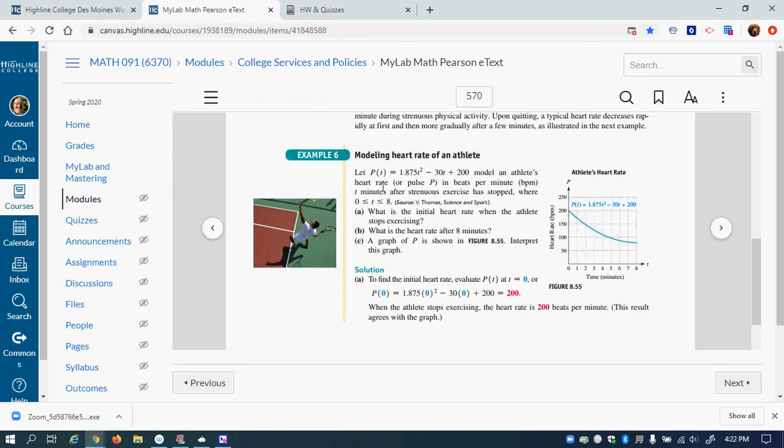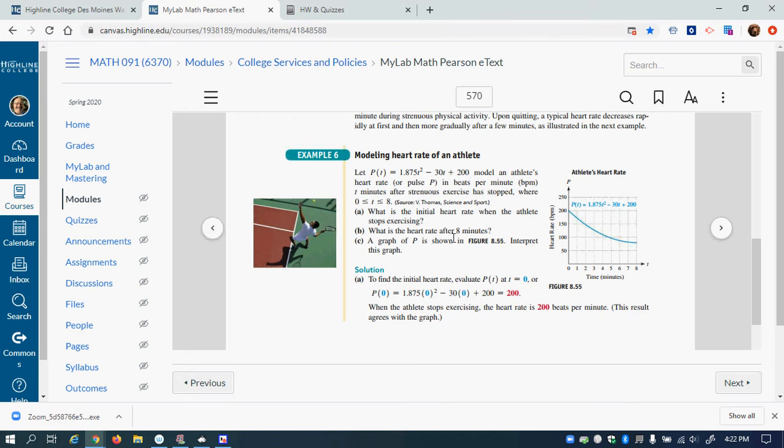It models an athlete's heart rate, and so the pulse will be P, beats per minute, and T is the minutes after the strenuous exercise is stopped, and it's going to go from 0 to 8. So what is the initial heart rate when the athlete stops exercising? Well, that's at 0. If we put 0 into the equation, we're going to get 200 beats per minute. That's why they're putting in 0 and calculating it out.